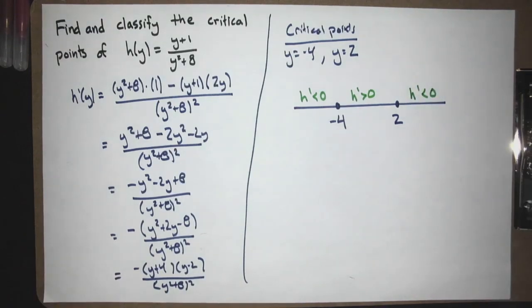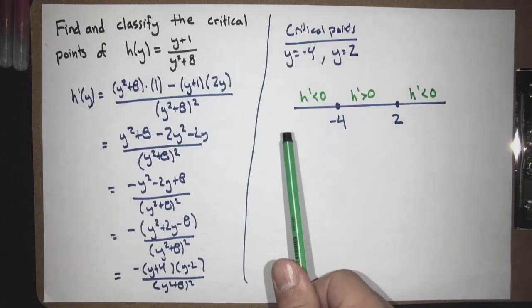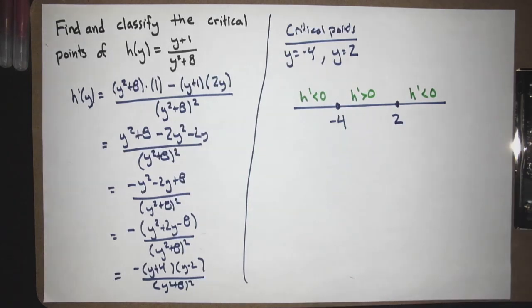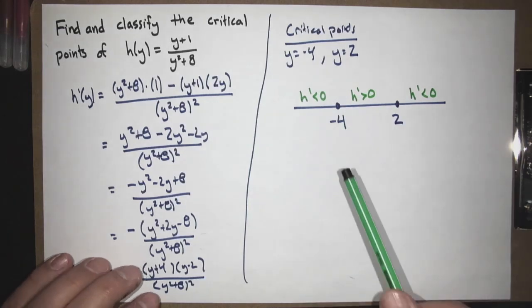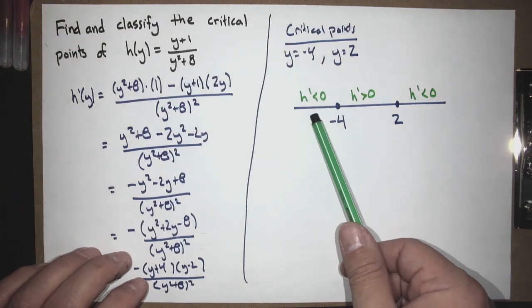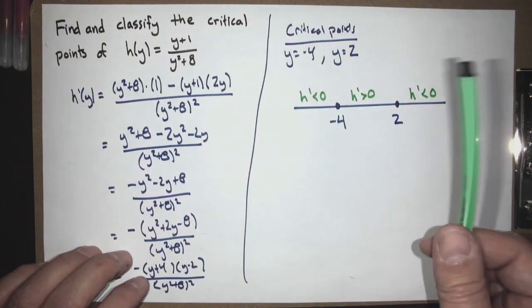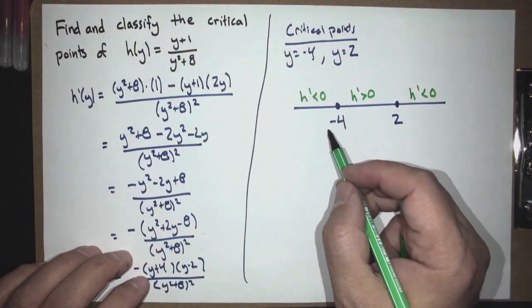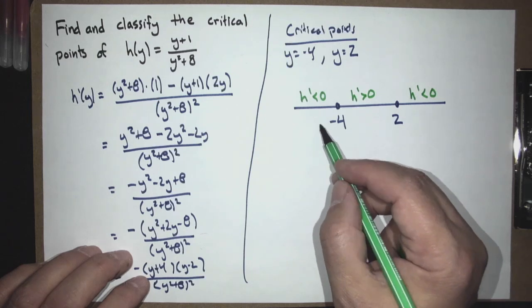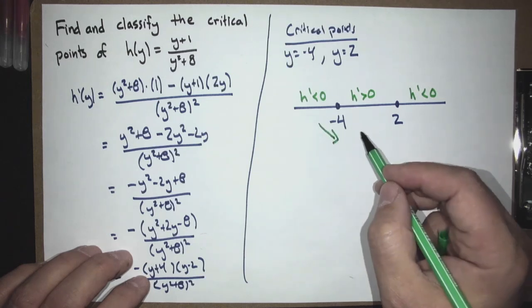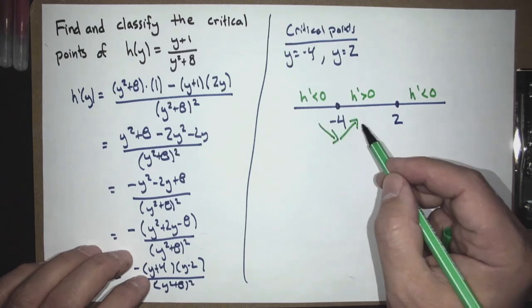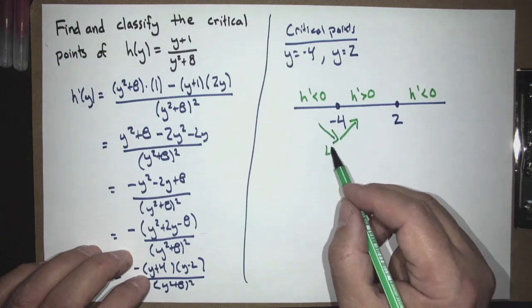So, we took our derivative. We found our critical points. We drew our line. We've tested our intervals. And now we say, what's going on? At negative 4, what's happening before? What's happening after? Before negative 4, we're negative, we go down. After? Positive, we go up. So we are a local min.